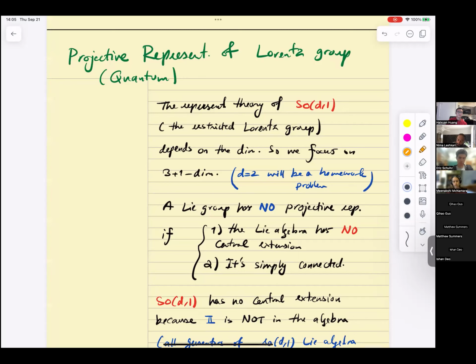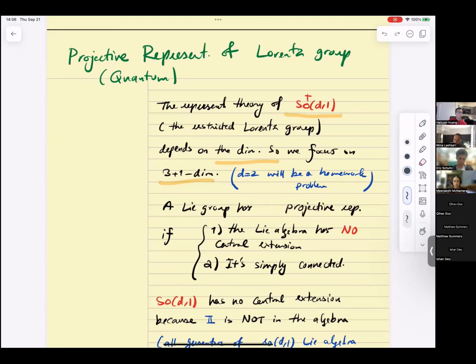All right. So we're going to be talking about the representation theory of the restricted Lorentz group, SO^+(D,1). This depends on the dimension. As I said earlier, we focused on 3+1 dimensions. Now I'll give you as homework the 2+1 dimension, which is an easier case. This Lie group has no, oh, sorry. What have I written? Oh, sorry, no, that was correct.